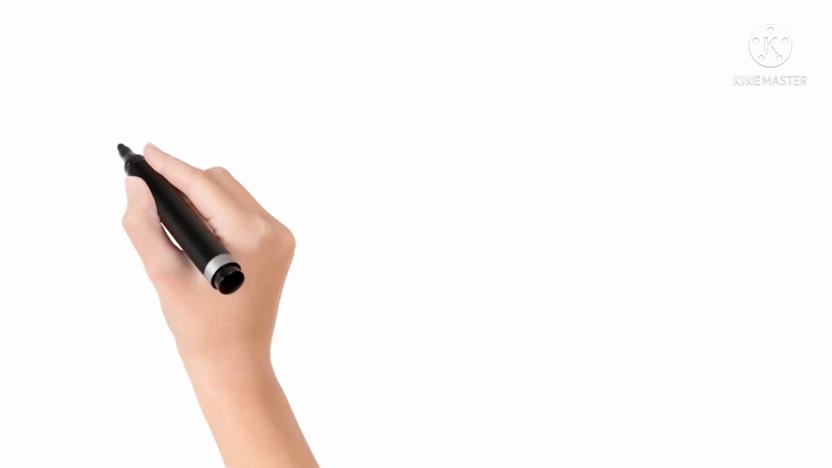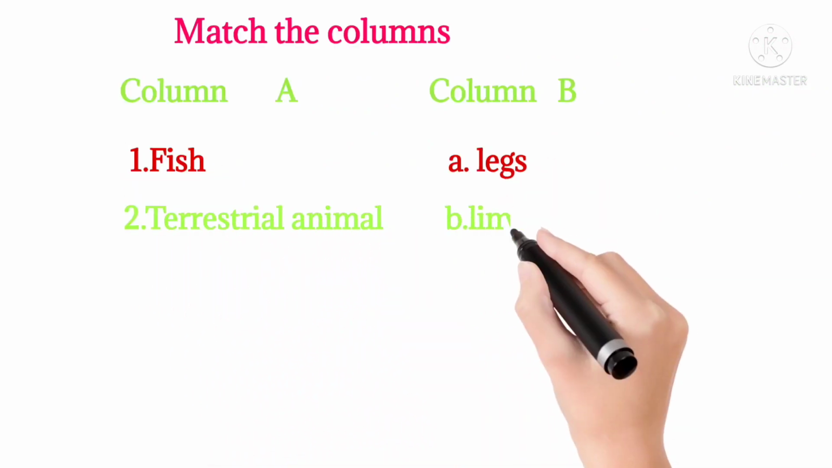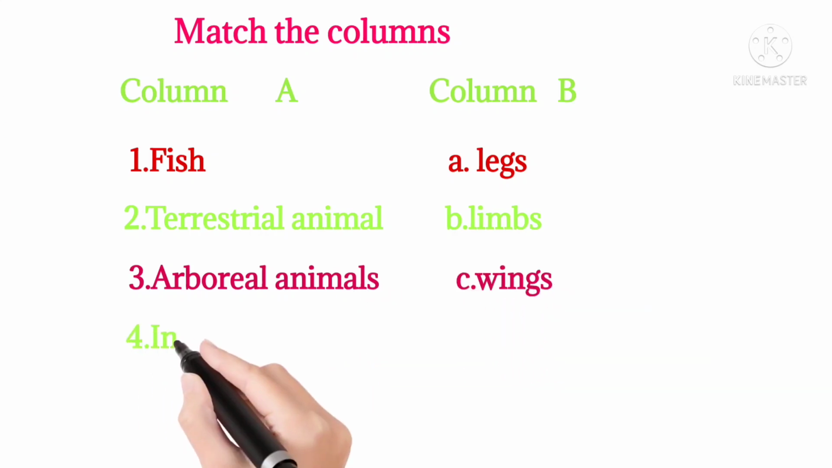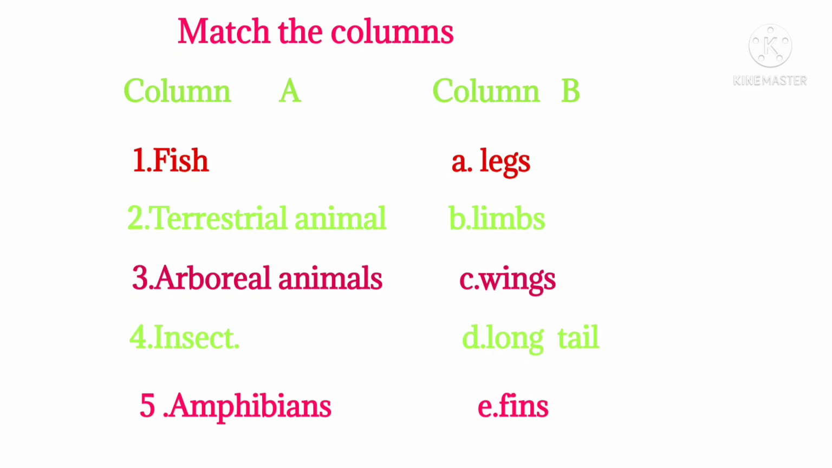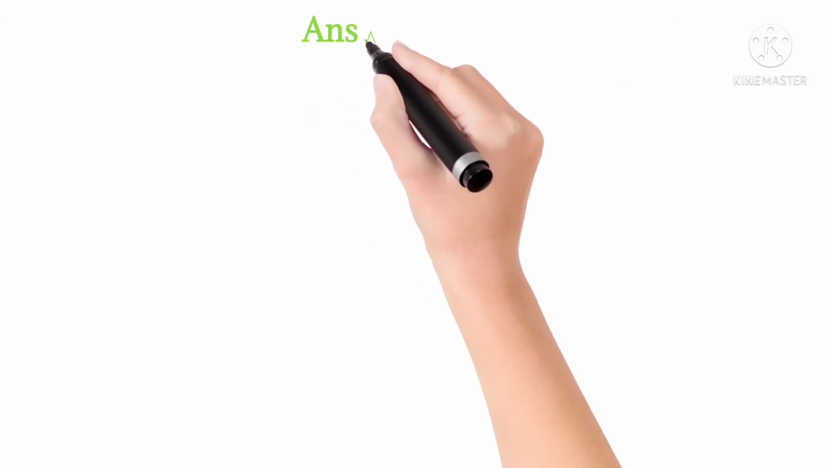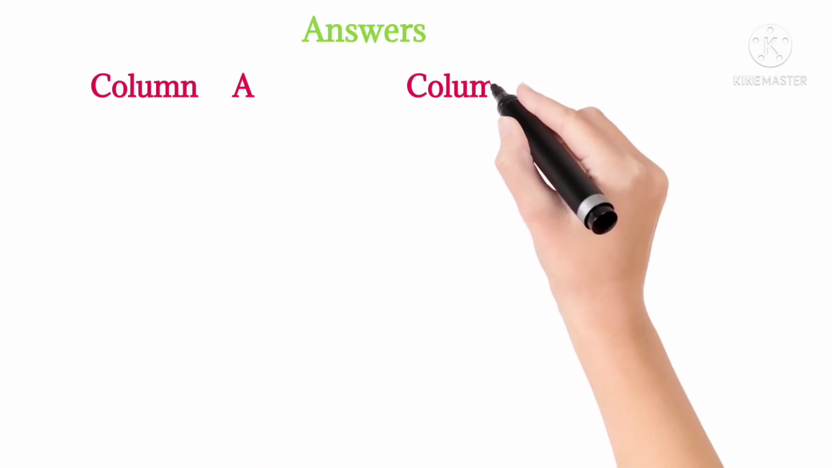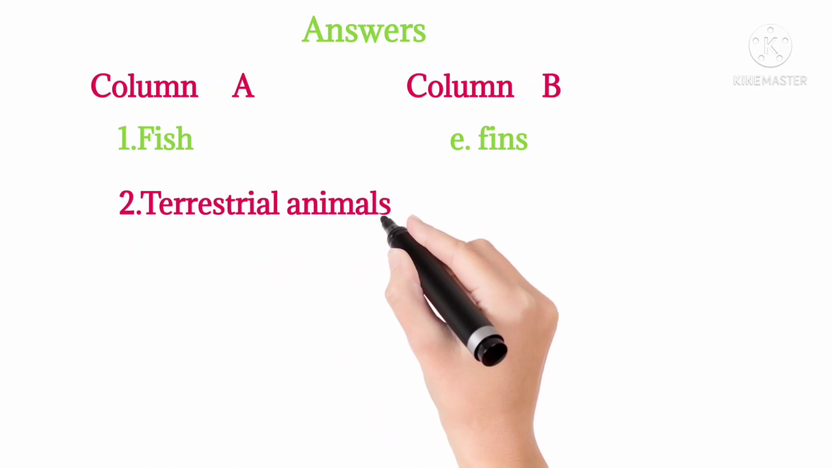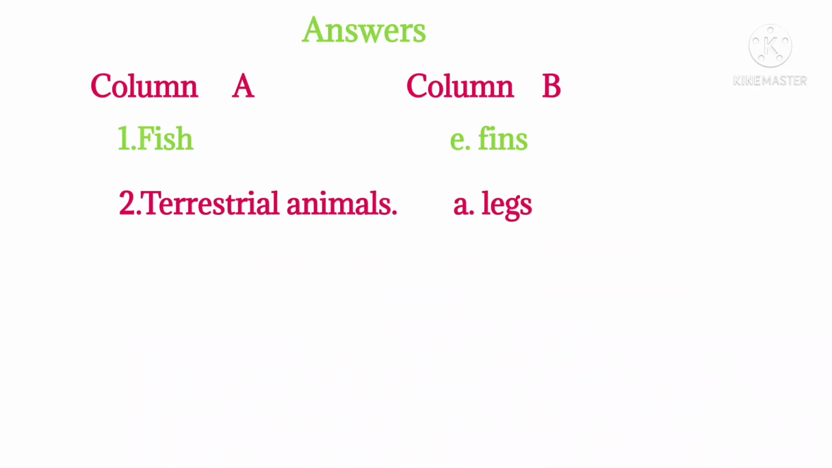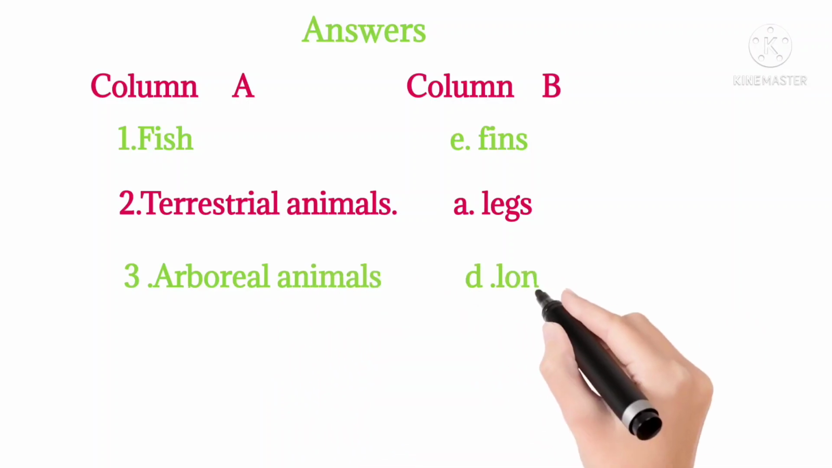Next, match the columns. Column A: fish, terrestrial animals, arboreal animals, insect, amphibians. Column B: legs, limbs, wings, long tail, fins. Answers: first, fish. Fish swim with the help of their fins. Terrestrial animals, they have legs. Most of the terrestrial animals have legs to walk and lungs to breathe.